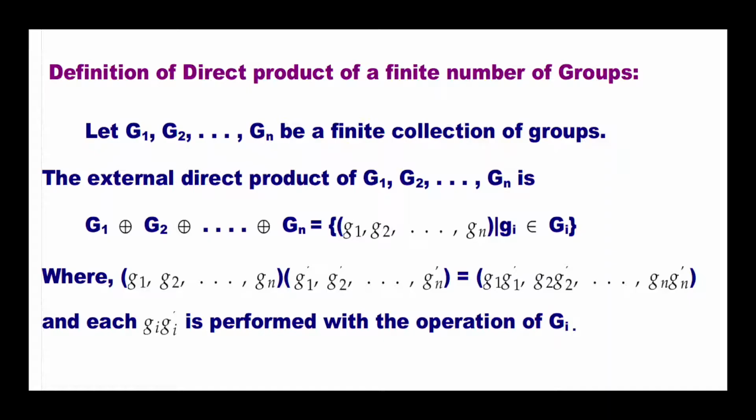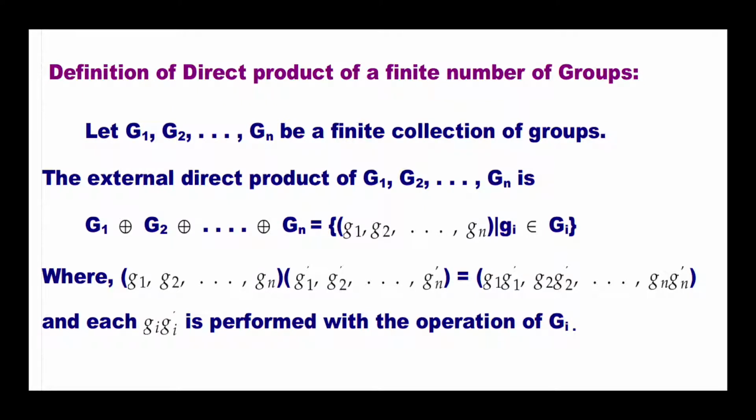Direct product of a finite number of groups. In this module, we are going to see about internal direct product, external direct product, and some of the results related to these two direct products. Particularly, we will be seeing the condition under which the internal direct product will be isomorphic to the external direct product. Let us now see the definition of the direct product of a finite number of groups.